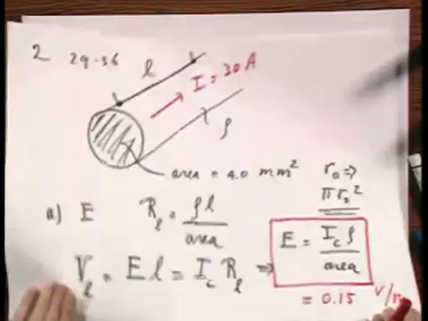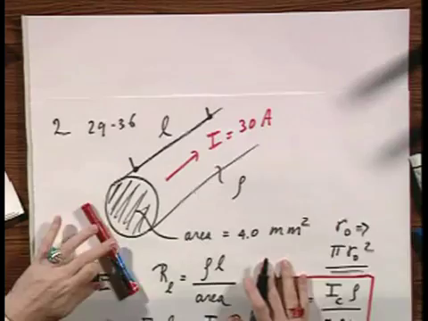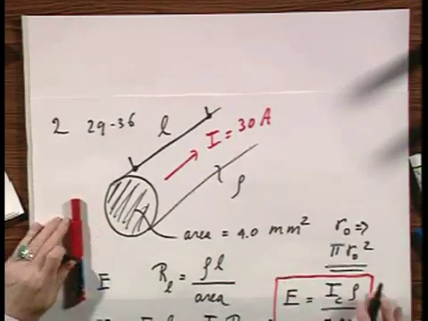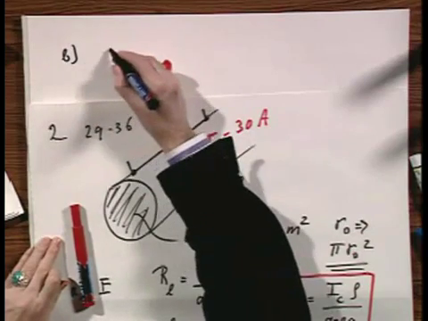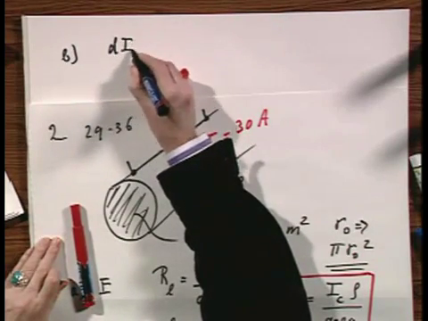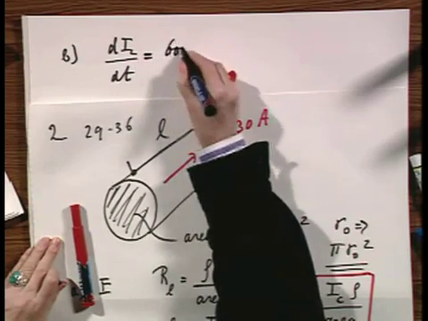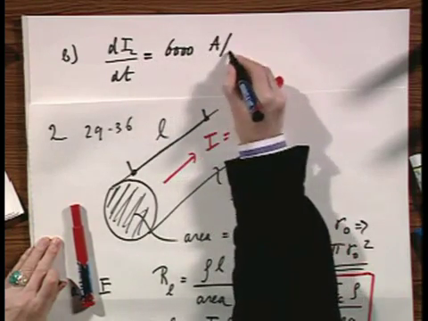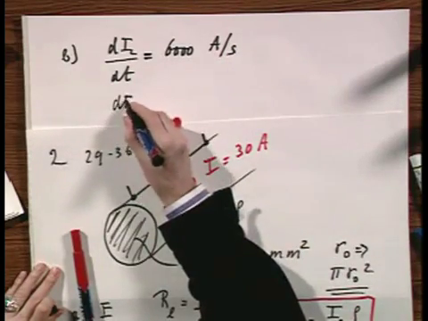Now you're being asked, what is dE/dt? Well, you will say there is no dE/dt, because the current is a constant. But they are going to sneak on you: now they are going to increase the conduction current by a huge amount, 6,000 amperes per second. So what is now dE/dt?